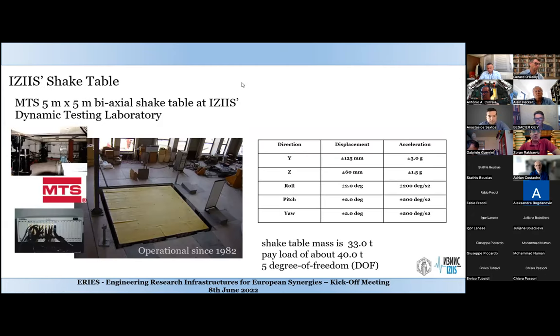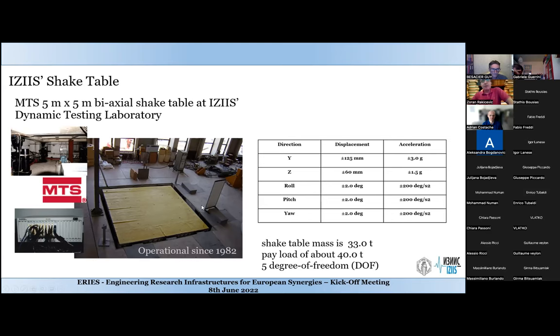Our shake table is a 5 degrees of freedom shake table. It has one horizontal and one vertical direction. Someone might call it biaxial, but it's not biaxial, it's 5 degrees of freedom, so the sixth degree of freedom is missing. At the time it was constructed, they thought it could be done this way, because there is one pressure bearing force controlling the displacement in order to have a perfect horizontal position of the shake table.